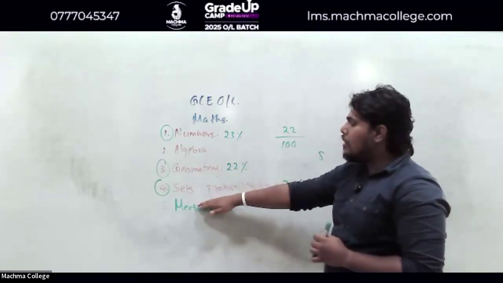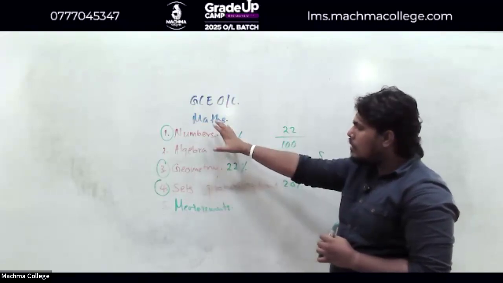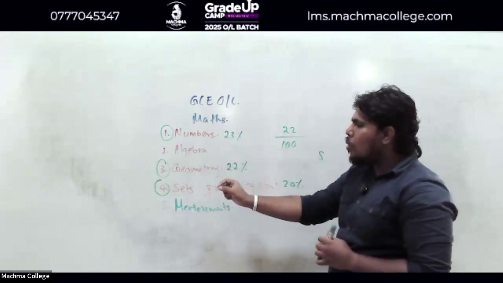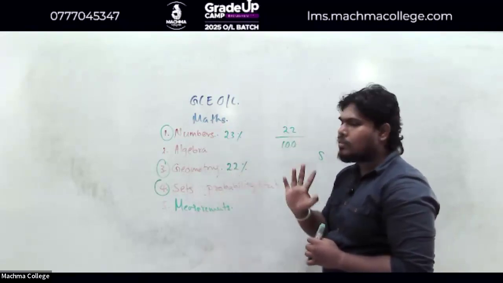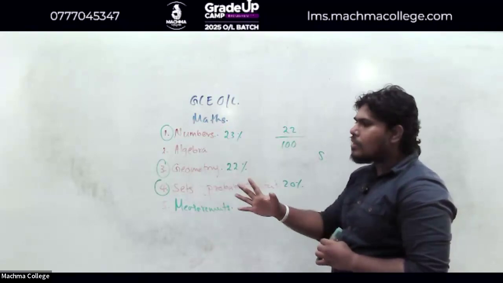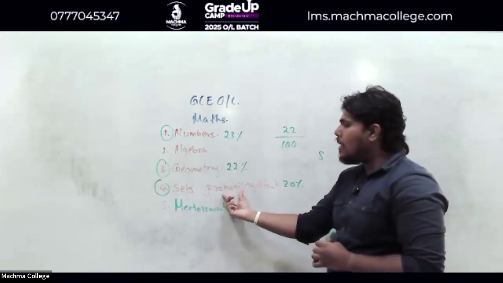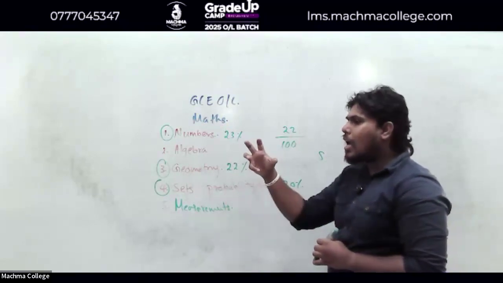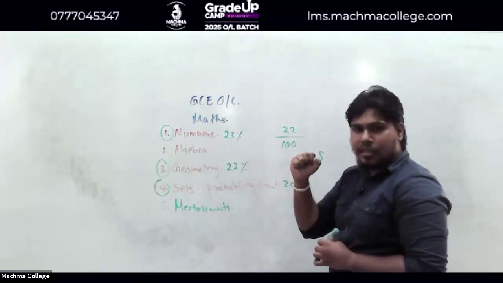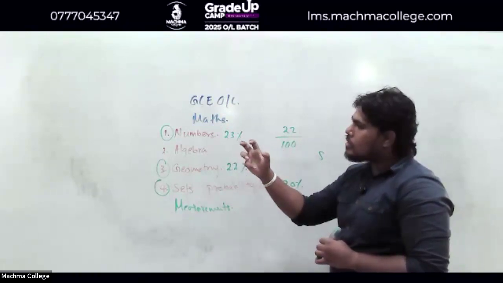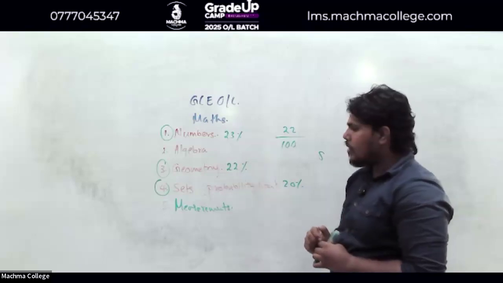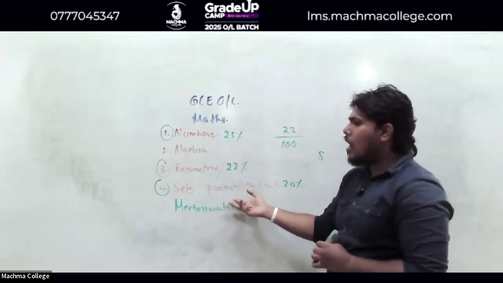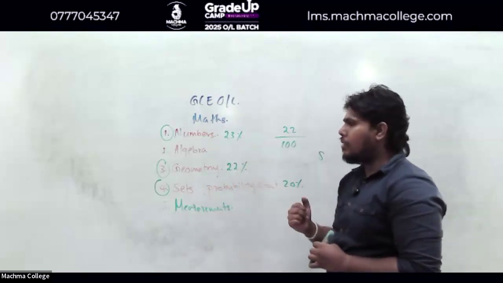Set, statistics, and probability. Among these 5 categories, the easiest area to score is this. Because probability, if you take the last 5 years papers and practice it, all the questions are going to have the same structure, same pattern. Measurements, there are formulas to remember.